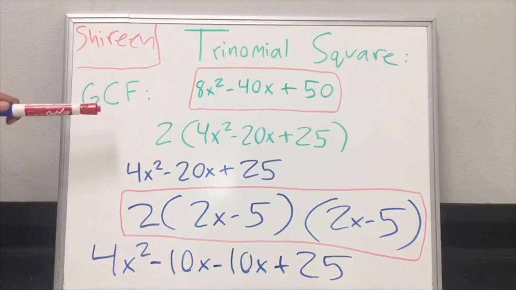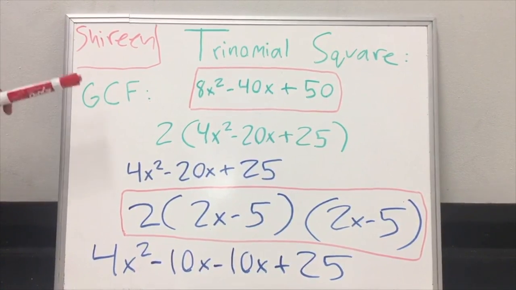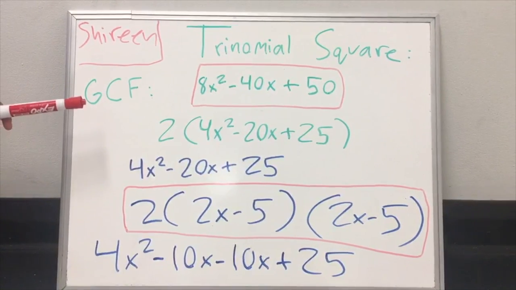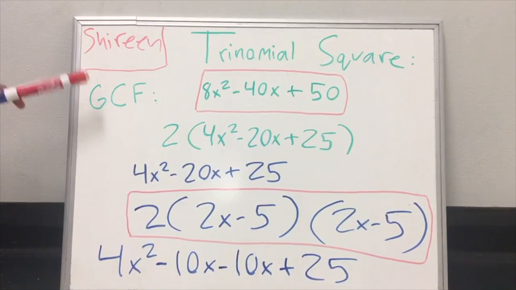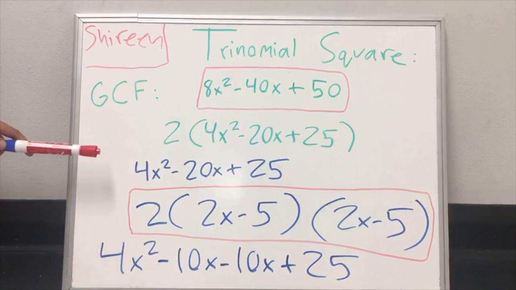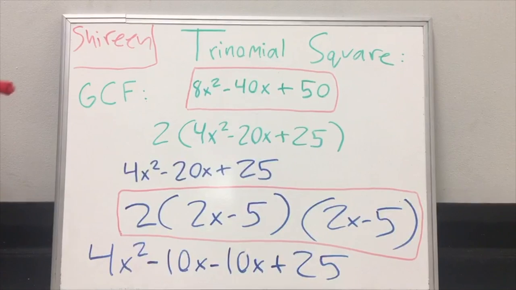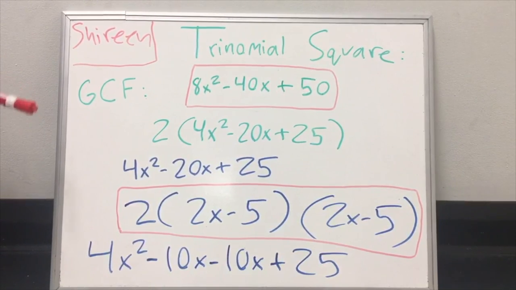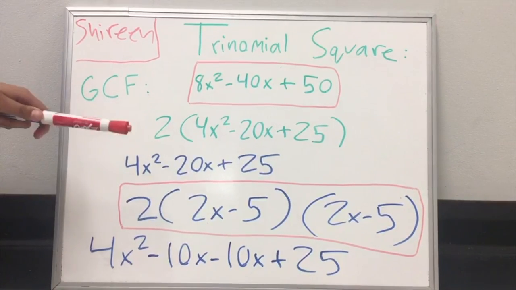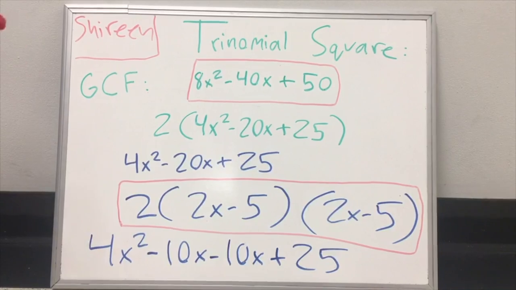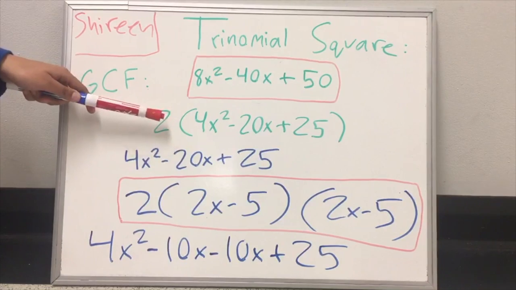So you'd apply the greatest common factor to the equation and get 2 times 4x squared minus 20x plus 25. Both 4x squared and 25 are perfect squares, so there you go, you have your trinomial square. But now you must factor it. So you'd get 4x squared minus 20x plus 25. Now how do we factor that? Well, you'd take 2x and square it in order to get 4x squared. But why are you putting a minus 5 and a minus 5 for plus 25? Well, you have to put a minus 5 because these two have to add up to minus 20x.